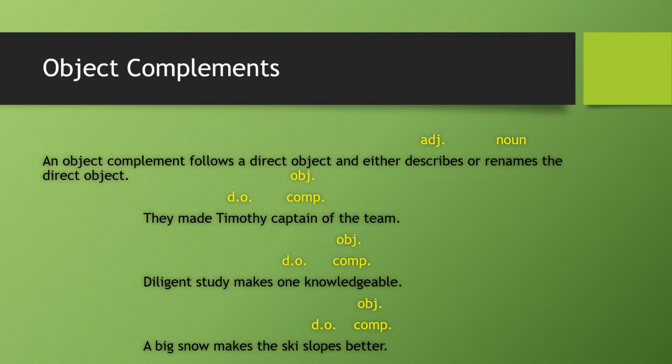They made Timothy captain of the team. Timothy is the direct object. Captain is an object complement. It's describing Timothy. Diligent study makes one knowledgeable. Knowledgeable is the object complement for the direct object one. Diligent study makes one what? Makes one knowledgeable. A big snow makes the ski slopes better. Again, slopes is the direct object, and better is the object complement.